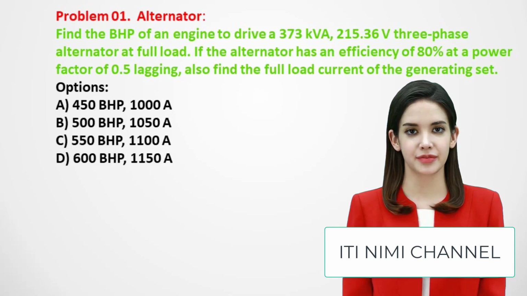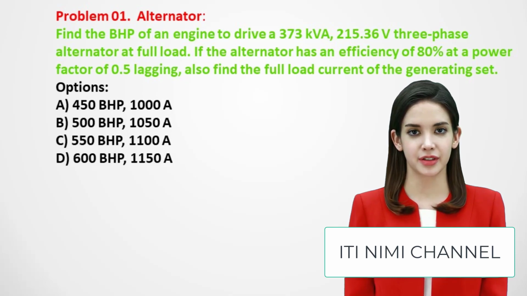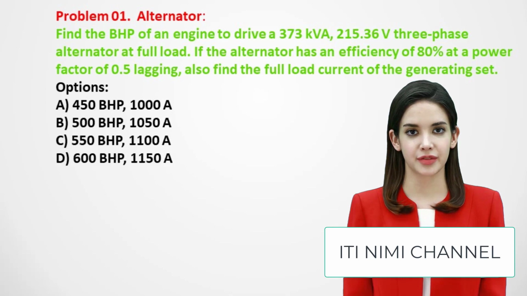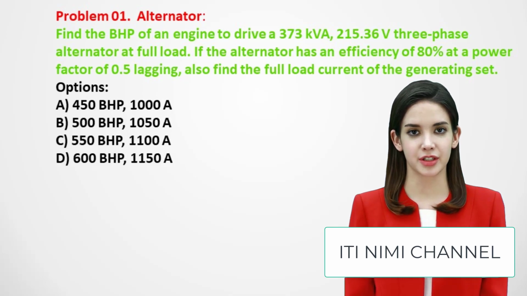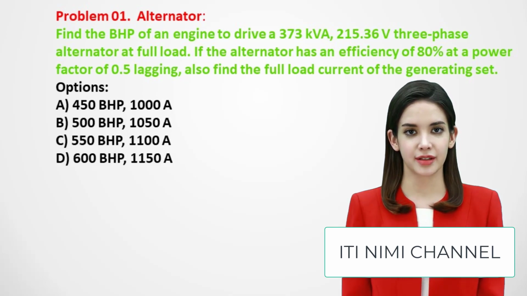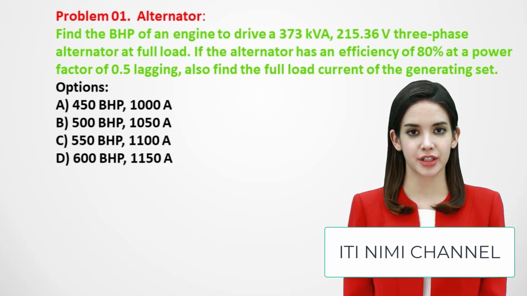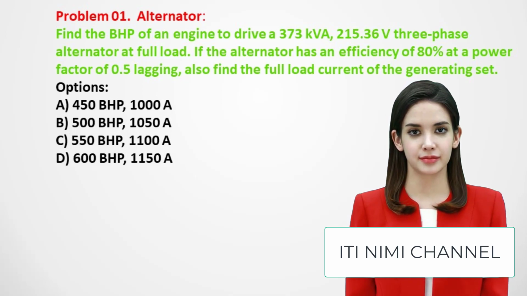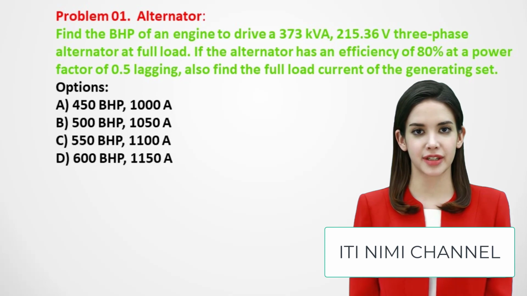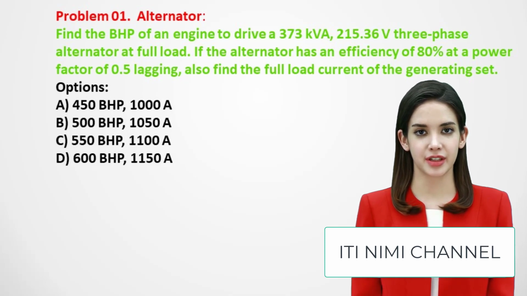Question 1. Find the BHP of an engine to drive a 373 kVA, 215.36 V three-phase alternator at full load. If the alternator has an efficiency of 80% at a power factor of 0.5 lagging, also find the full load current of the generating set.